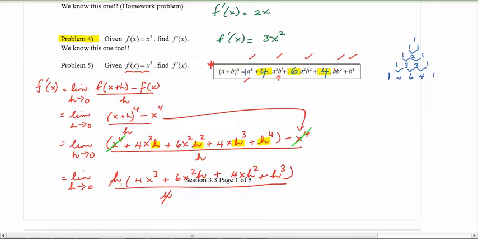The h's cancel. And now I'm in a position to plug in h is 0. I get 4x cubed plus, oh, there's a 0 there. h is 0 plus 0. And so I get 4x cubed is going to be my answer.